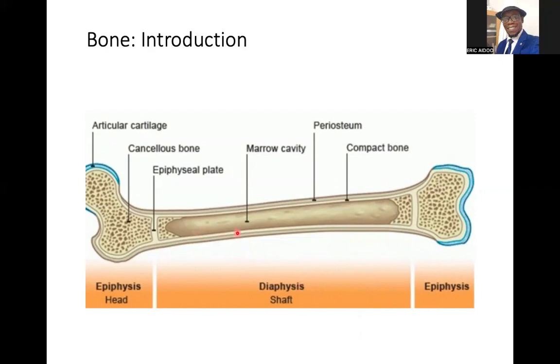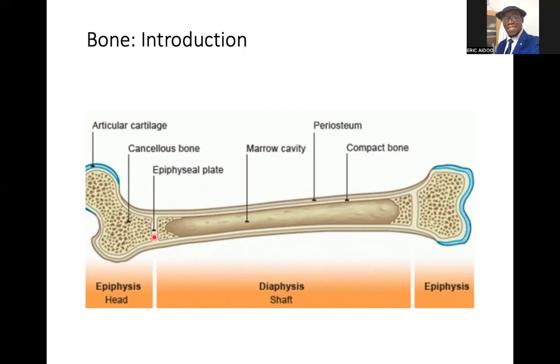This is an example of a long bone. So you have the epiphysis, diaphysis, then another epiphysis. You usually have hyaline cartilage embedded there so that during ossification it becomes bony. That is what we call the endochondral type of ossification, where you have a cartilage laid down and the cartilage is converted to bone.